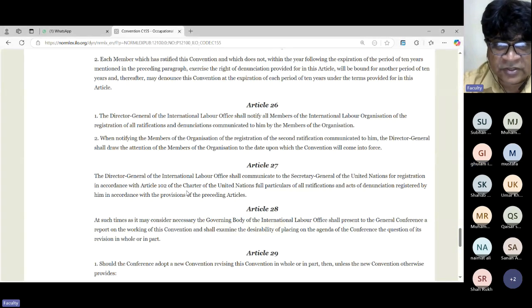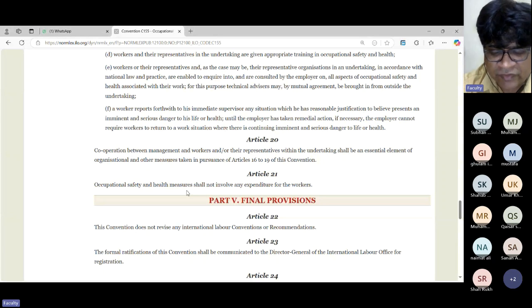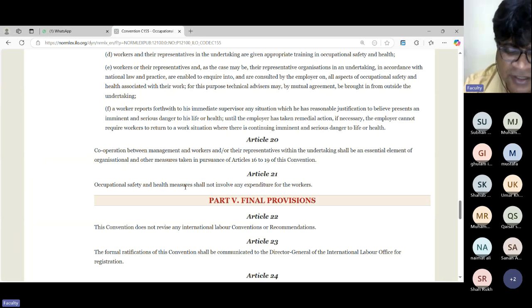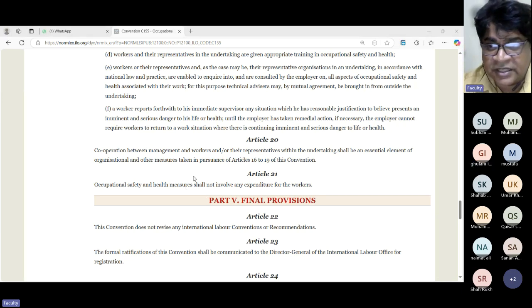So please write down C155 and R164 and during your free time tomorrow morning, start studying that. What is R164? What is C155? What is ILO? What does it do? It is some guideline. That's all. It will help you to understand what those people are doing and why it is important in health and safety. As safety professionals, you should know what the ILO is also.